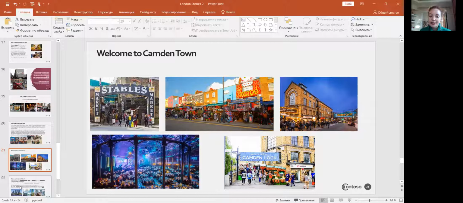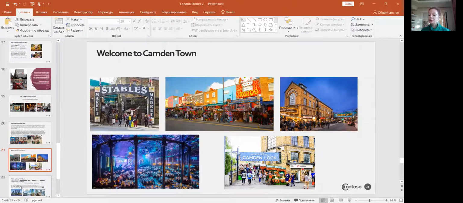Here you can see Roundhouse. It's a very famous concert hall, which has existed for many, many decades, and it organizes concerts for the most famous musicians and singers, and not only musicians and singers, but also theater performances from the UK and from abroad.